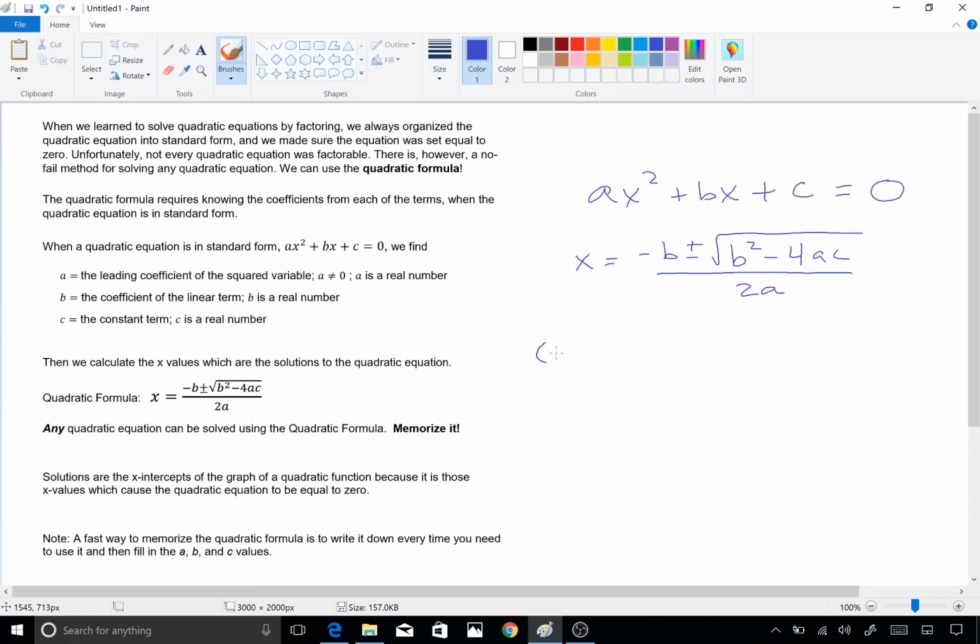Say we have x minus 2 times x plus 1 equals 0. The two solutions to this are x equals 2 and x equals negative 1. If I FOIL this, I have x squared minus x minus 2 equals 0. Let me plug this into the quadratic formula to see what I get.